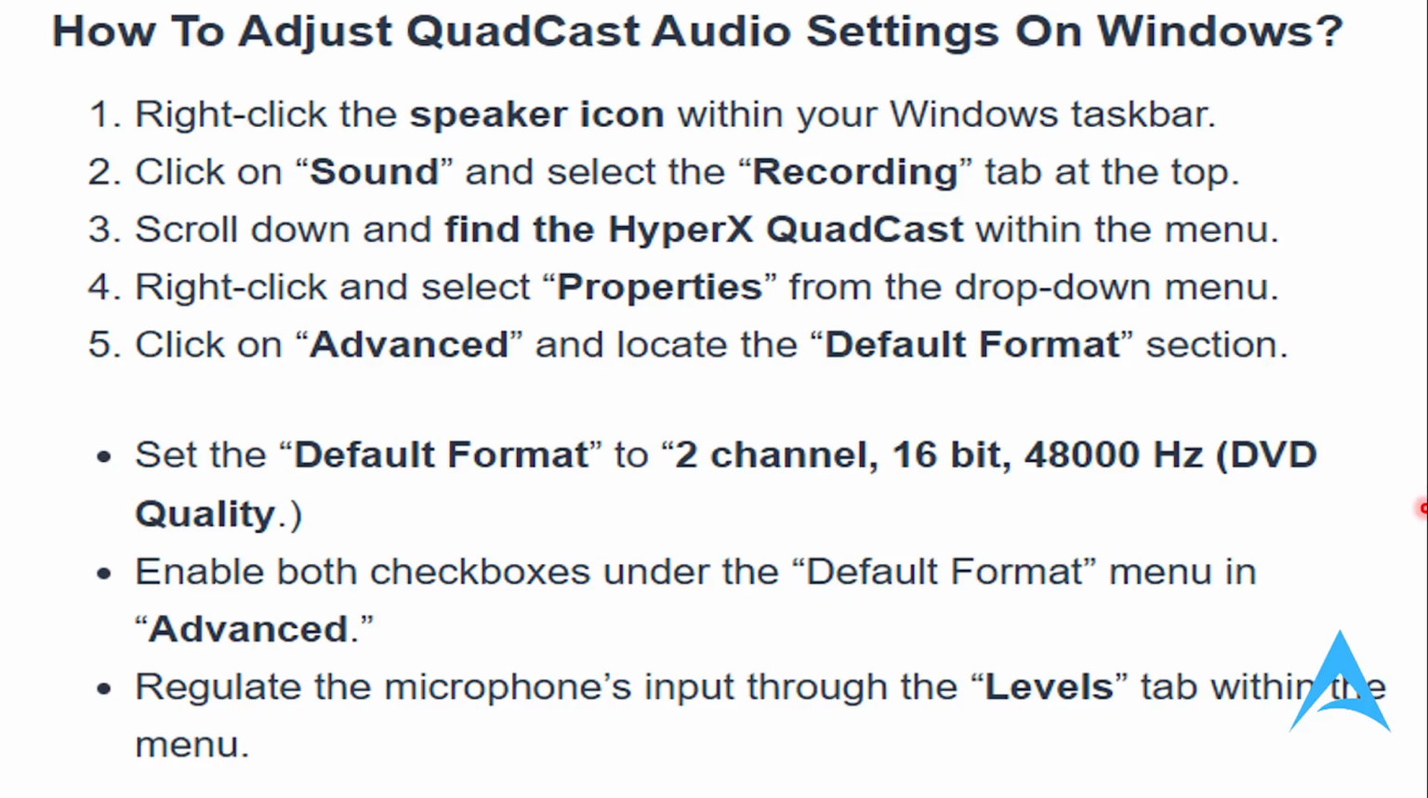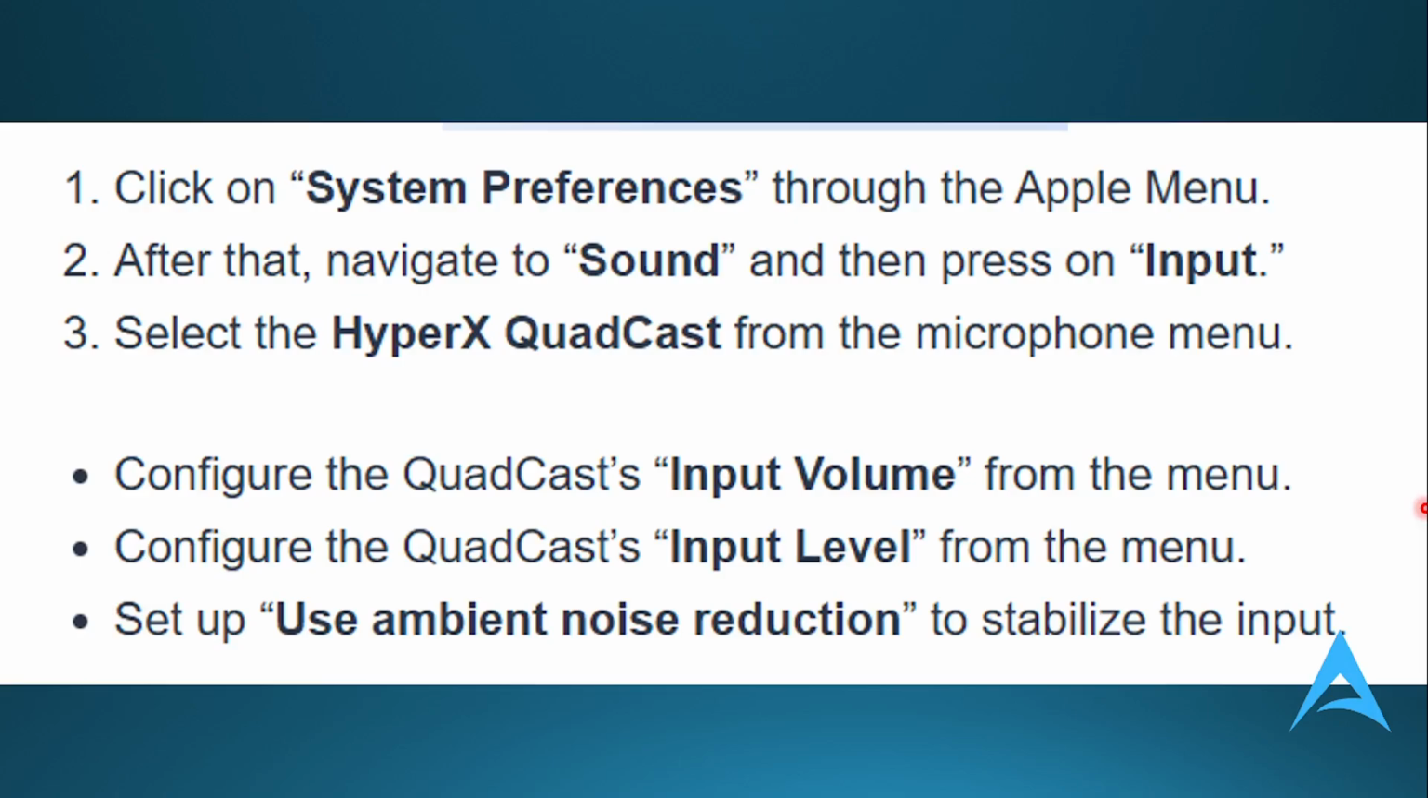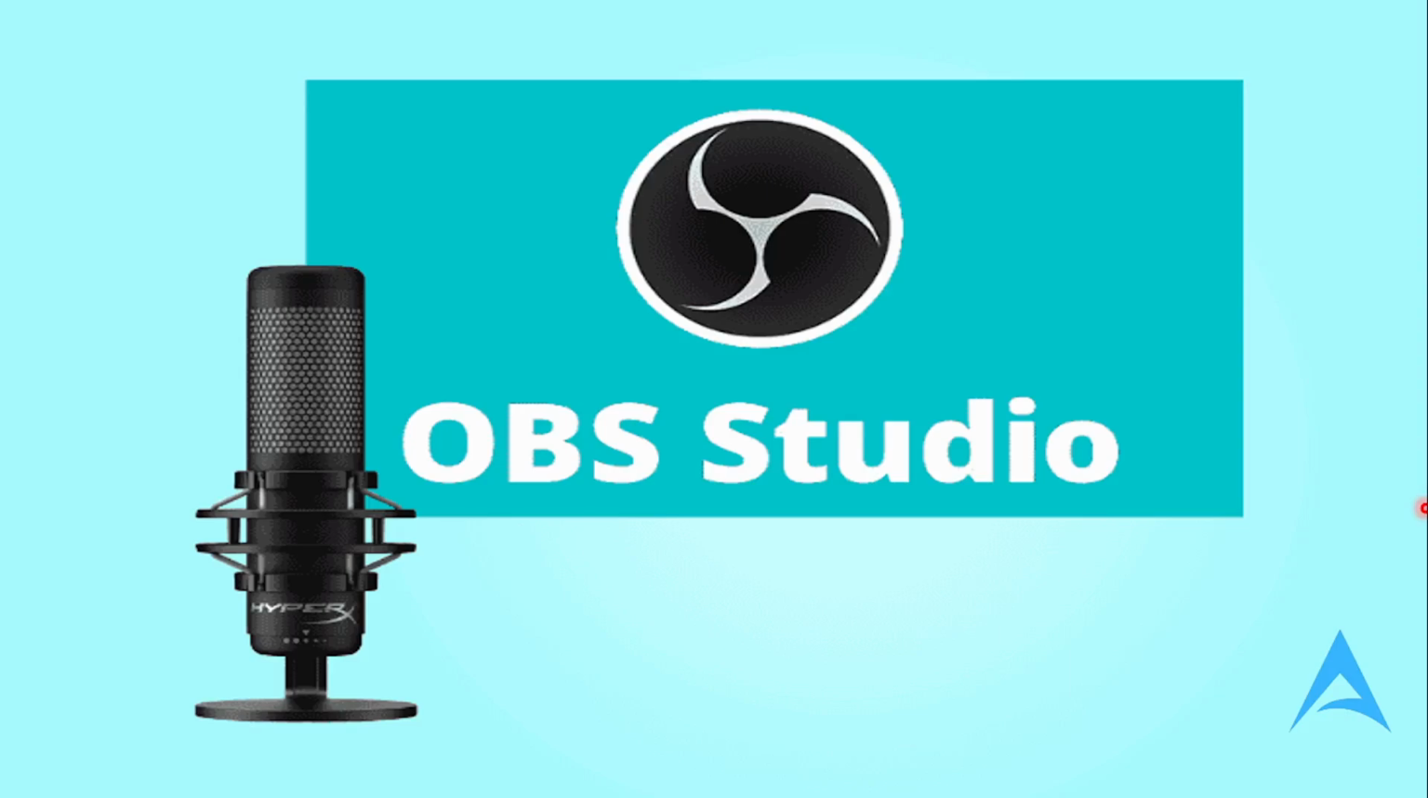Enable both the checkboxes under the default format menu in advanced, and just regulate the microphone's input through the levels tab within the menu. And you can also do this on macOS as well, right? So you just click on System Preferences through Apple's menu. After that, you navigate to Sound and then press on Input. Just select the HyperX Quadcast from the microphone menu, right? And configure the Quadcast input level from the menu, and set up ambient noise reduction. So this will basically stabilize the input.